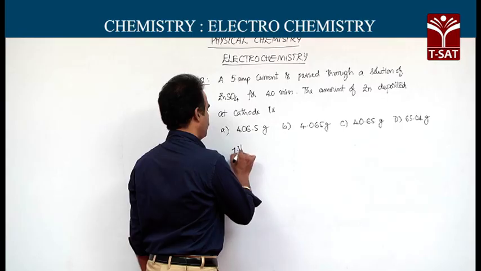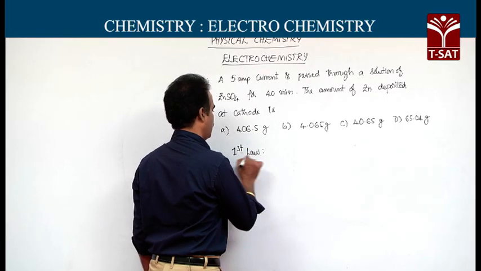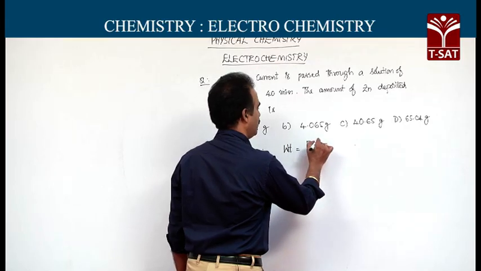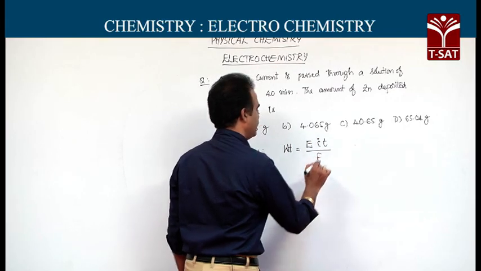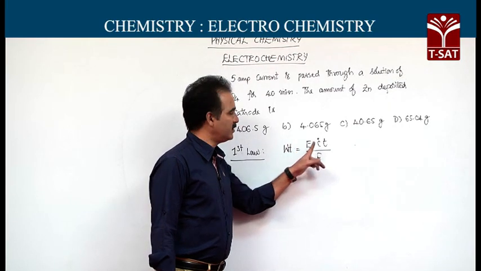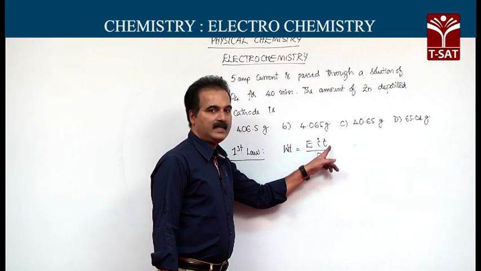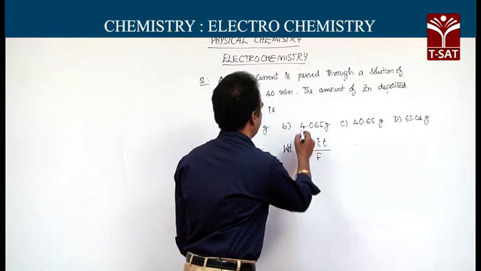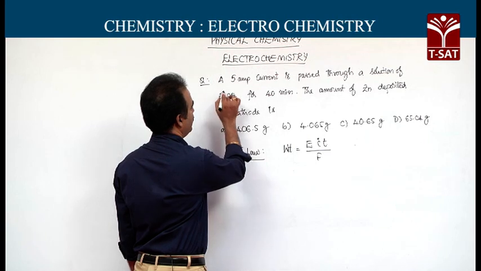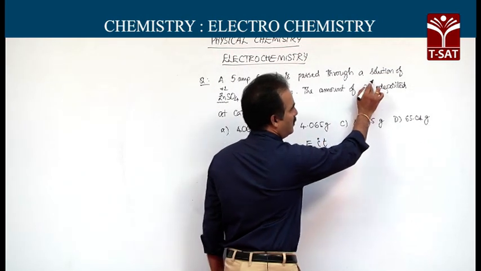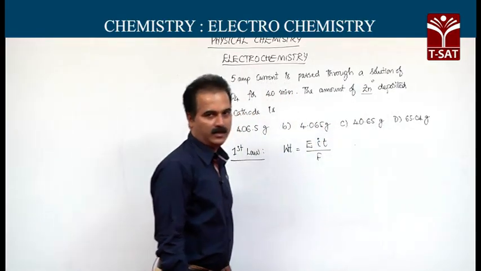So, according to Faraday's first law, the weight of the substance deposited will be equal to EIT by F. E stands for chemical equivalent, I amperes, T seconds, F is nothing but Faraday. So, according to this, we know the equivalent weight of zinc. Here zinc is in +2 state and is going to be deposited as zinc 0.